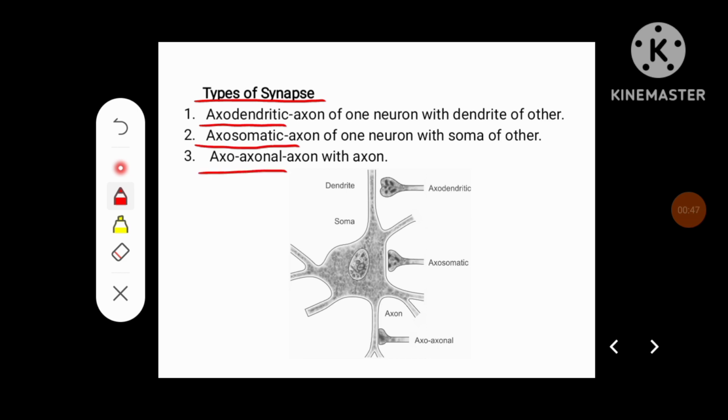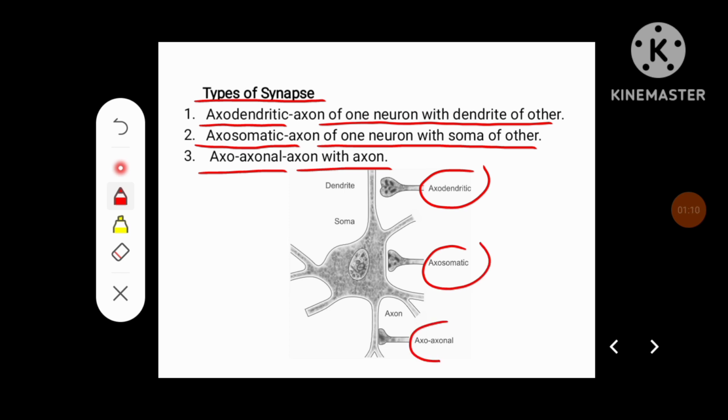Axodendritic is where the axon of one neuron synapses with a dendrite of another. Axosomatic is where the axon of one neuron synapses with the soma of another. Axoaxonal is where one axon synapses with another axon of a nerve fiber. So this diagram shows different types of synapse: axodendritic, axosomatic and axoaxonal.